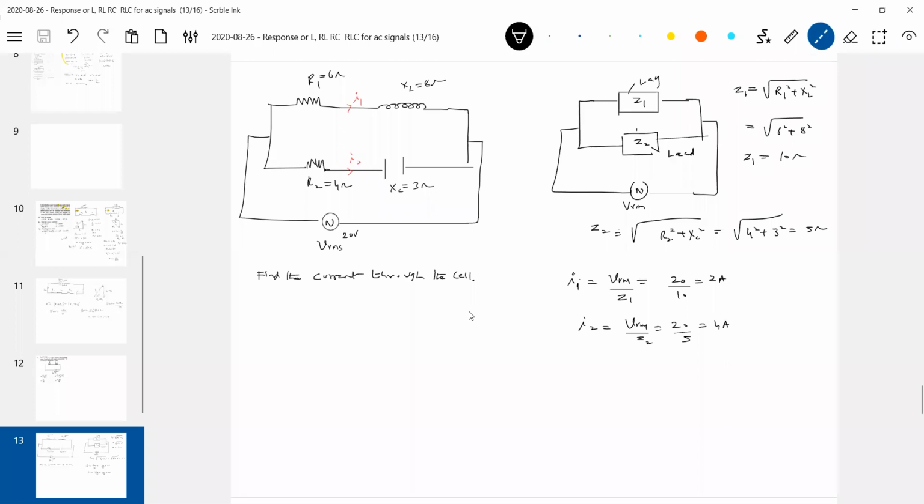This is a vector diagram. Now the VRMS is what? The reference I'm taking, 0 phase. This is pi by 2. This is minus pi. Now let's come to this. What is the R1, XL, the Z1? It's a lag, no? What do you mean by lag? What actually lags? Current lags the applied voltage, no? So therefore the I1 should be shown here.